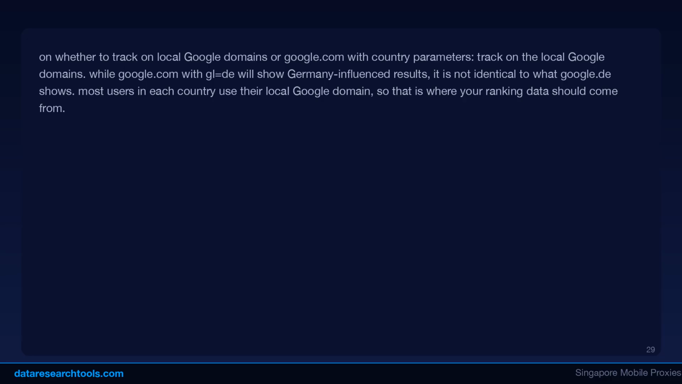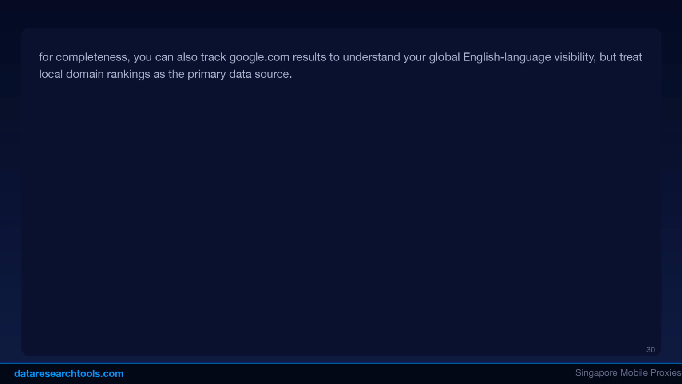On proxy quantities, for a small to medium tracking operation of 50 to 500 keywords per country, a rotating residential proxy with country targeting is sufficient. For larger operations of 1,000 or more keywords per country, having access to at least 50 to 100 IPs per country ensures you do not overuse individual IPs. For your highest priority markets, consider 5 to 10 ISP proxies for maximum reliability and consistency.